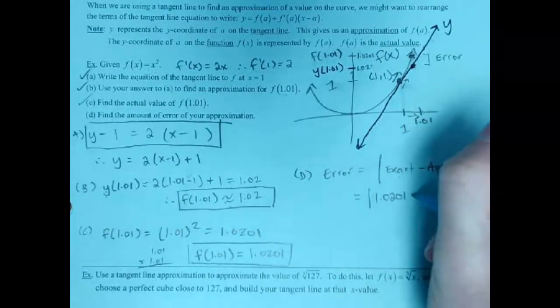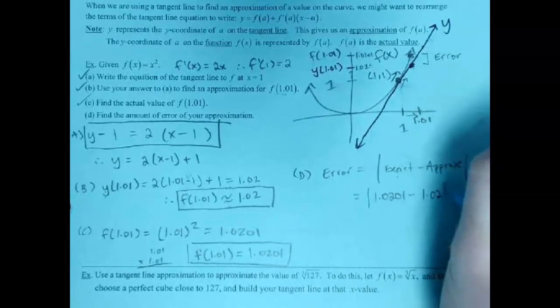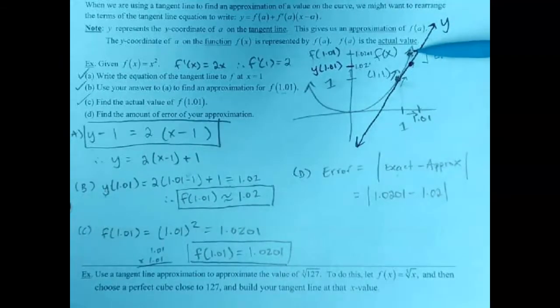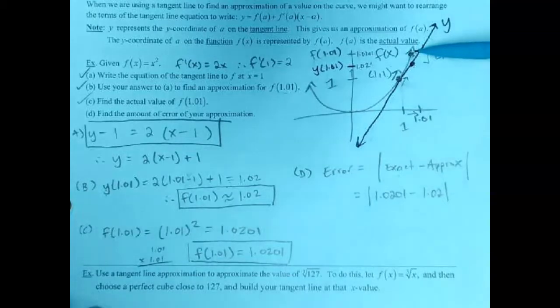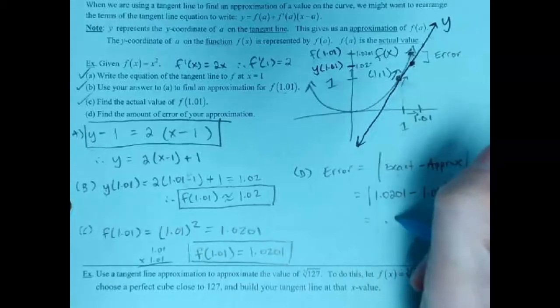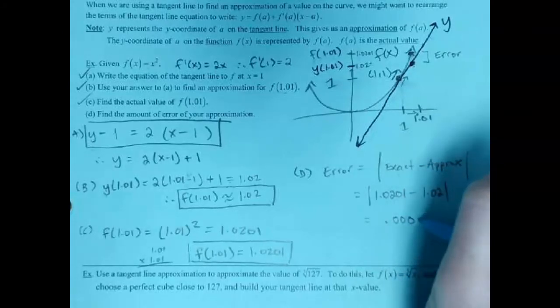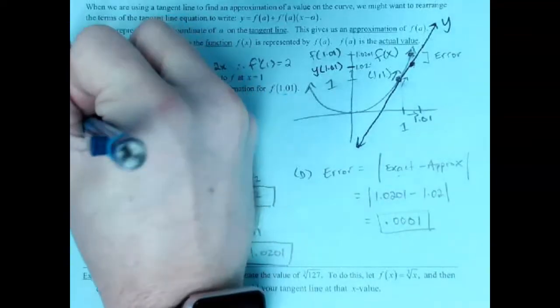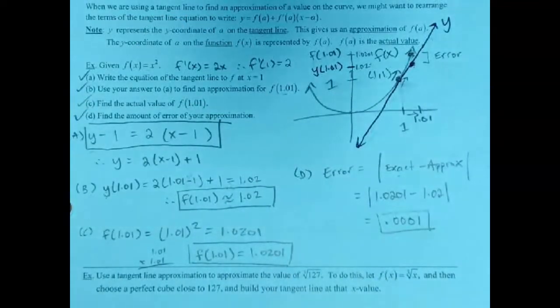1.0201 minus 1.02. So the error, it's the gap between where the exact true function value is versus where my tangent line approximation was. It's just the size and the gap between those two, which here it looks like it's just going to be 0.0001. It's a pretty small error, right? My approximation was a very good approximation, which is pretty nice, right?